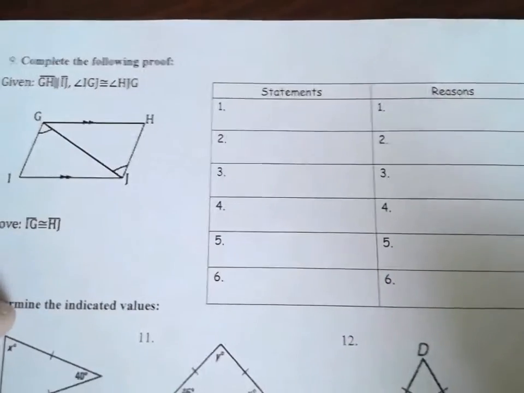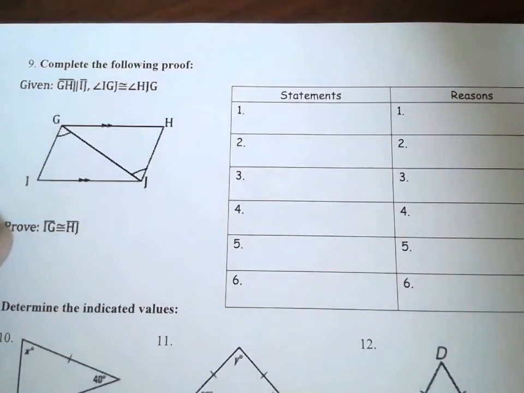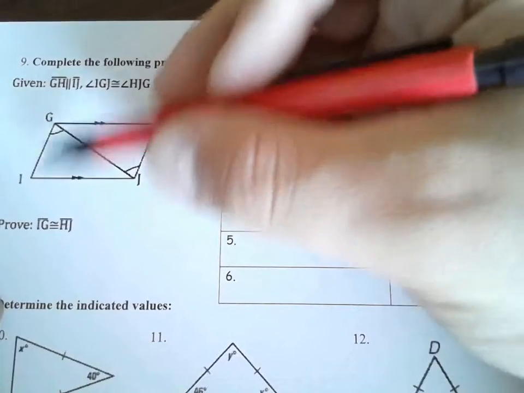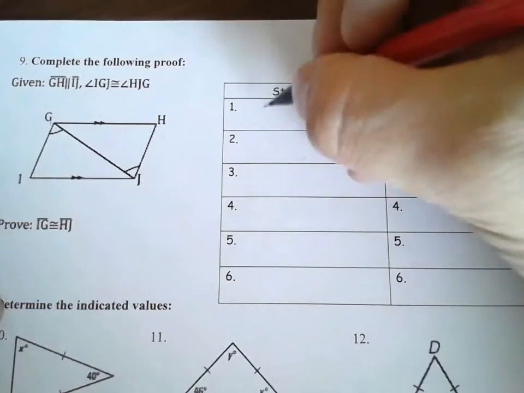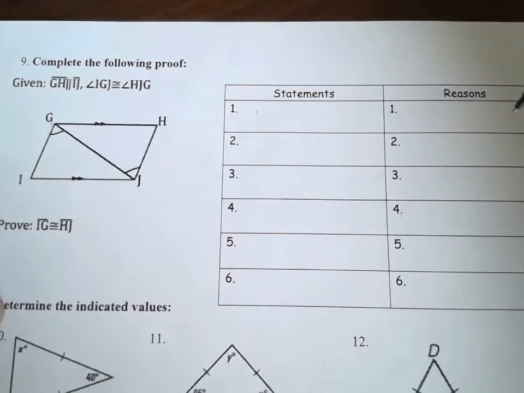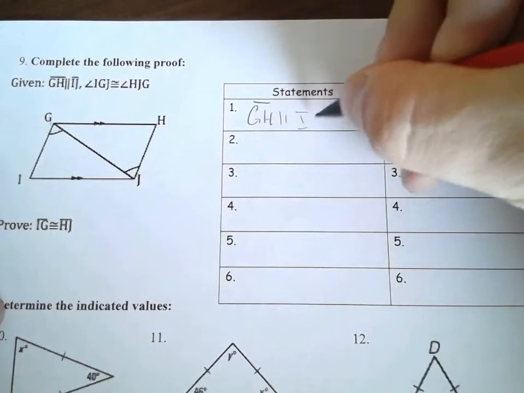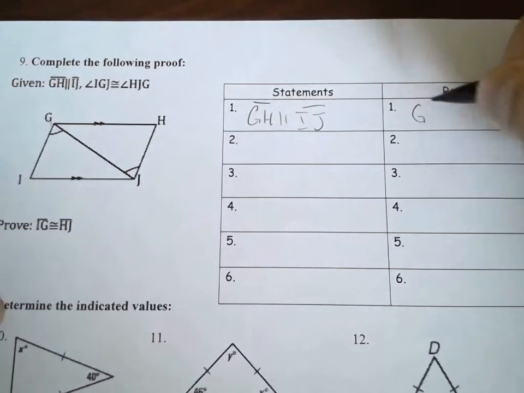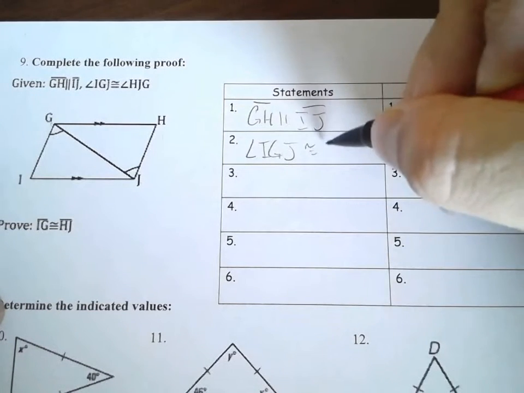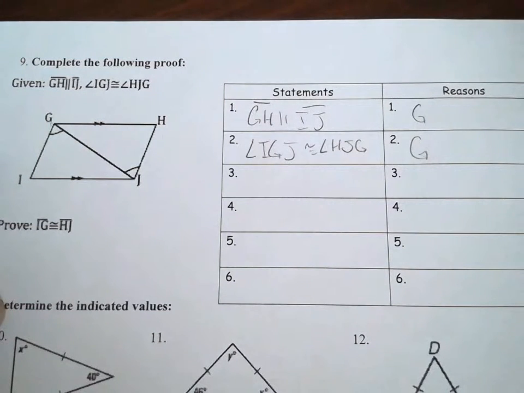Looking at the back, there's a big thing to look out for here. So let's go ahead and write our givens. We're trying to prove IG is congruent to HJ. So, you know, start with your given. GH parallel to IJ. That's given. And angle IGJ is congruent to angle HJG, also given.